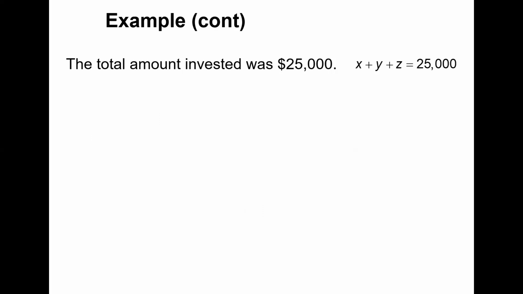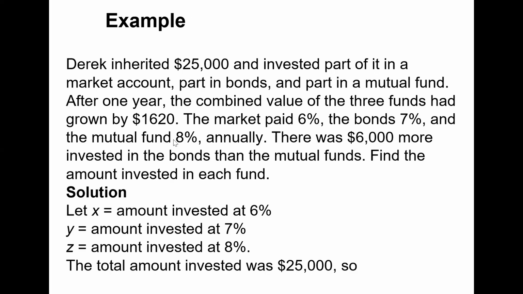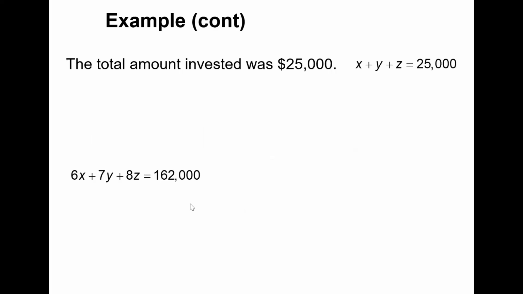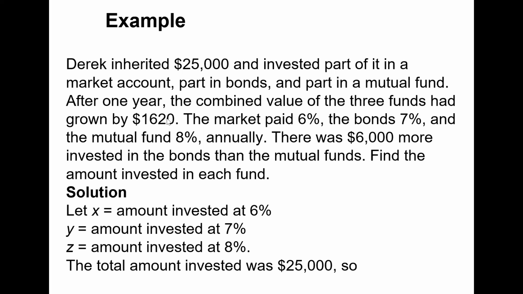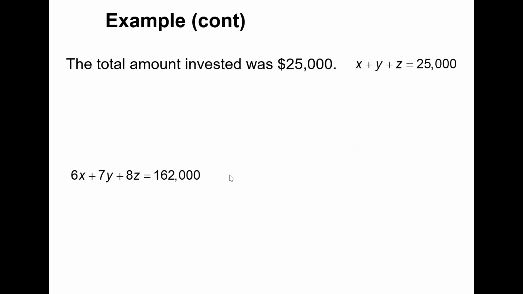Then we can take each percent and say, okay, this times X, this times Y, this times Z. Remember, we have to put those as decimals, and that's going to be how much it's grown. What they've done is instead multiplied it by something. The most common way to do this would be 0.06x plus 0.07y plus 0.08z equals 1620.